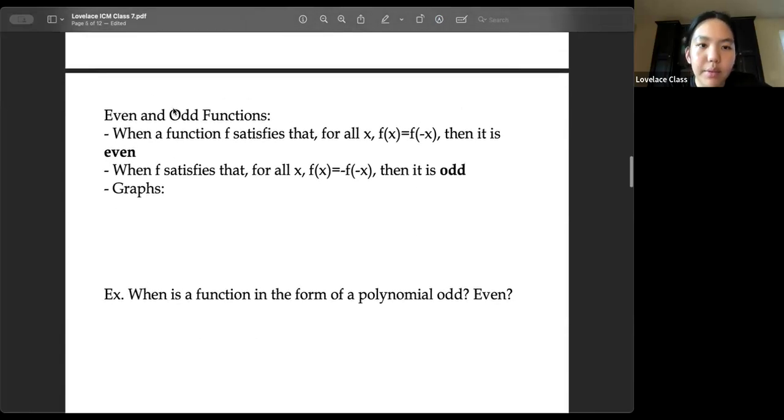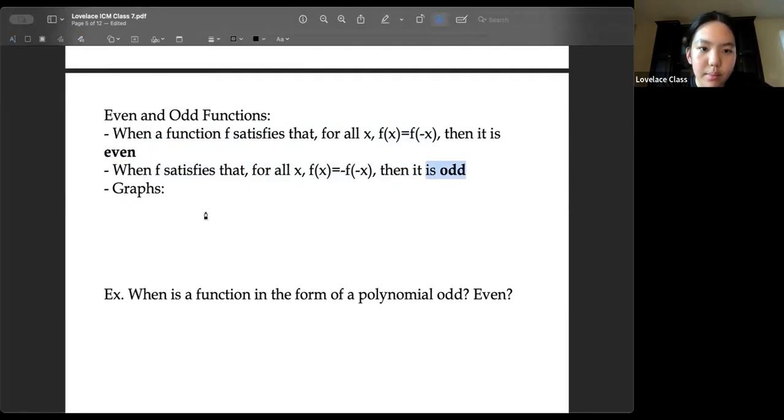Okay. Even and odd functions. When a function f satisfies that for all x, f of x is equal to f of negative x, so we plug in x, we take the output, and that is also equal to the output if we plug in negative x, then the function is defined as even. When f satisfies f of x is equal to negative of f of negative x, then f is odd.